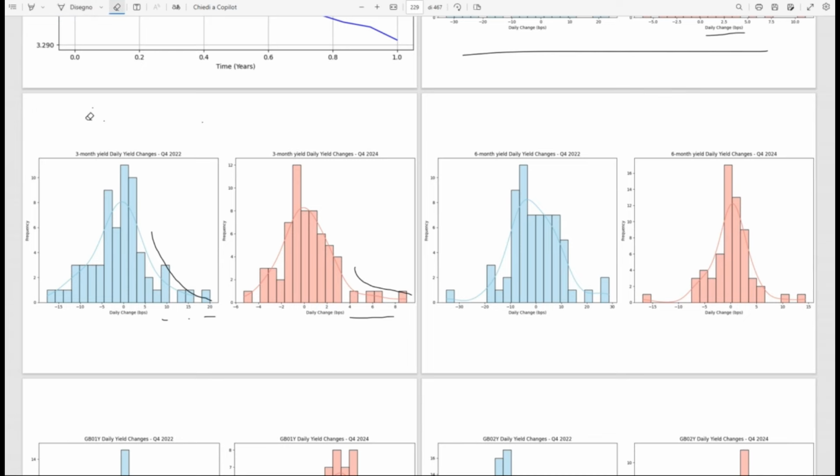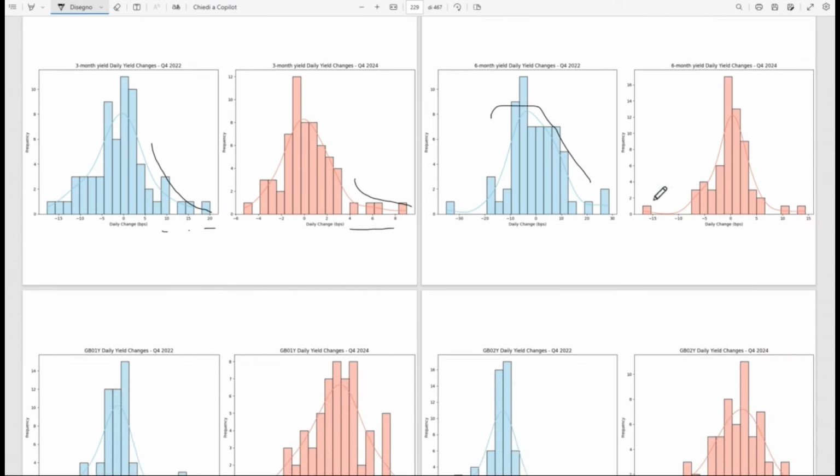This was the case in 2022. In 2024 you have small changes. Instead of 10, 15 or 20 basis points, you are in the range between 4 and 8 basis points. But I think that, yeah.